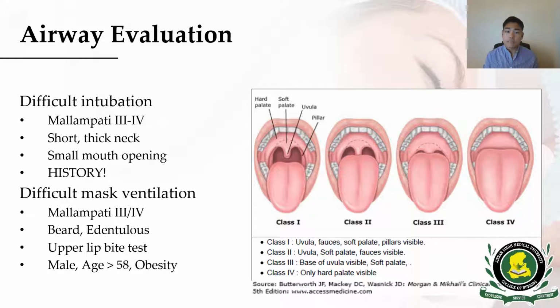And the Mallampati classification is one test that examines the size of the tongue in relation to the oral cavity. And so a Mallampati class 1 is where you can see everything, including the uvula and the tonsillar pillars on the side and the soft palate, whereas a Mallampati 4 is where you can only see the hard palate. So a Mallampati 3 or 4 is associated with difficult intubation, and other things are like a small mouth opening, decreased jaw movement, a short or thick neck, and most importantly, any history of difficult intubation.